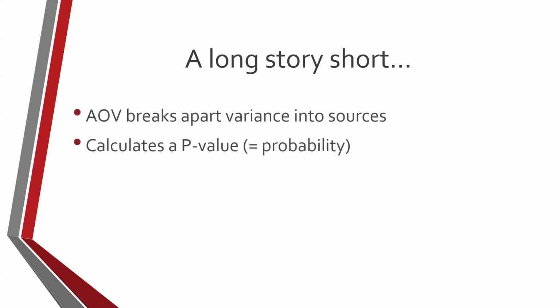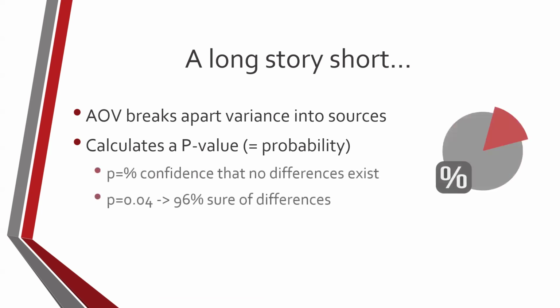All right, so to summarize, the AOV analysis breaks apart the variance of our observations into sources and then calculates a p-value as its end result. Remember, the p-value is a probability. The AOV p-value is the probability that no differences in treatments exist. So a p-value of 0.04 means that we are 96% confident that there are significant differences between treatments.